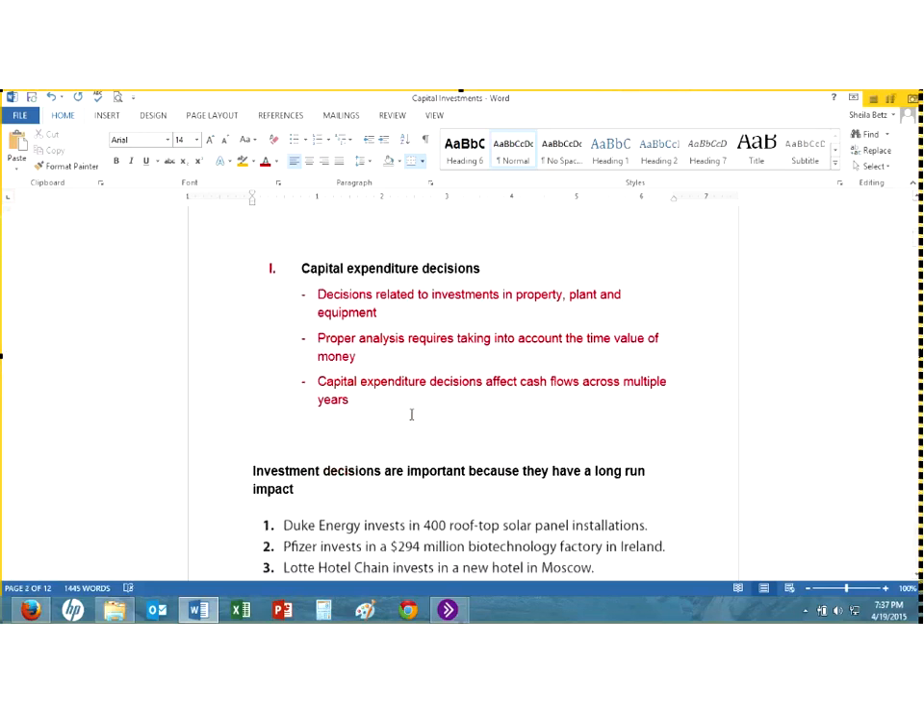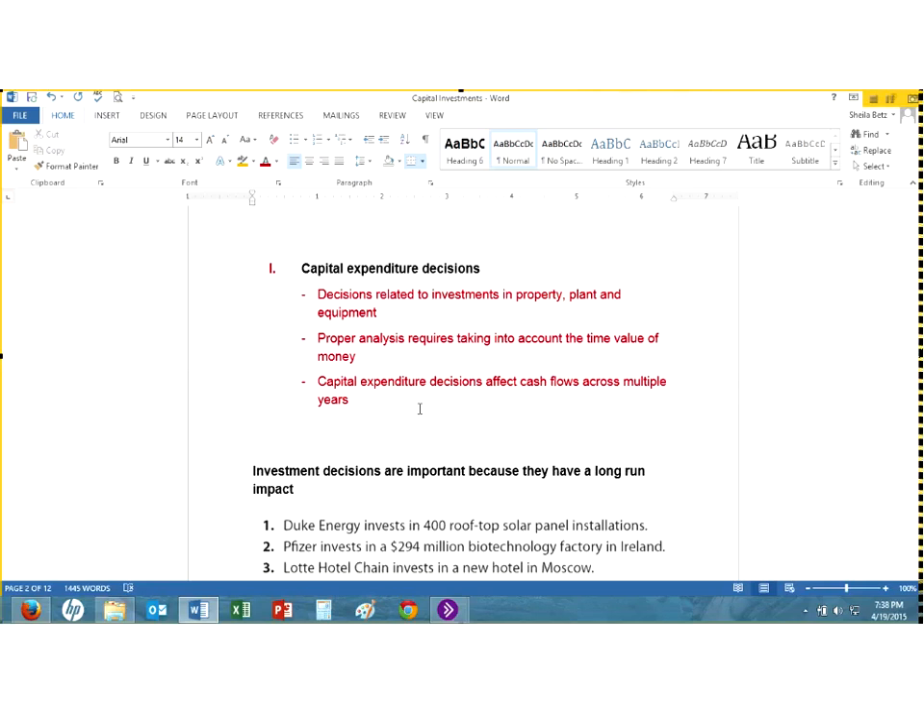So when we talk about capital expenditure decisions, we're going to be looking at any decision that relates to investments in property, plant, and equipment. So pretty much your non-current assets. And to really do a proper analysis of these types of decisions, we have to take into account something called the time value of money. So if you haven't heard of the time value of money, it takes into account that if I receive $1 1 year from now, that dollar is not worth as much as it is today, because over time money loses buying power. So a company has to take that into consideration.